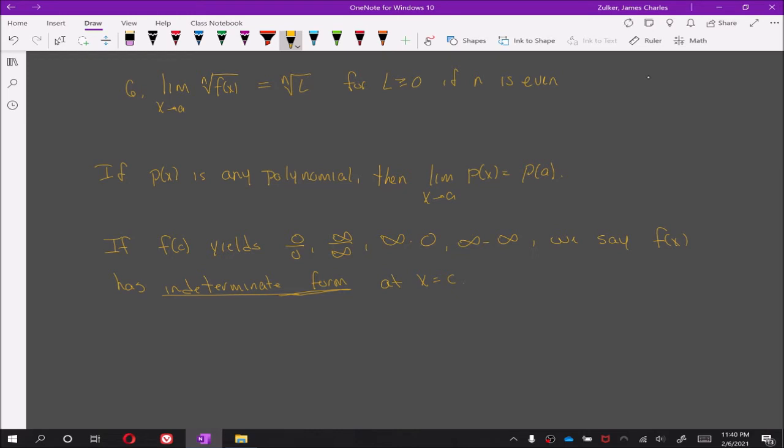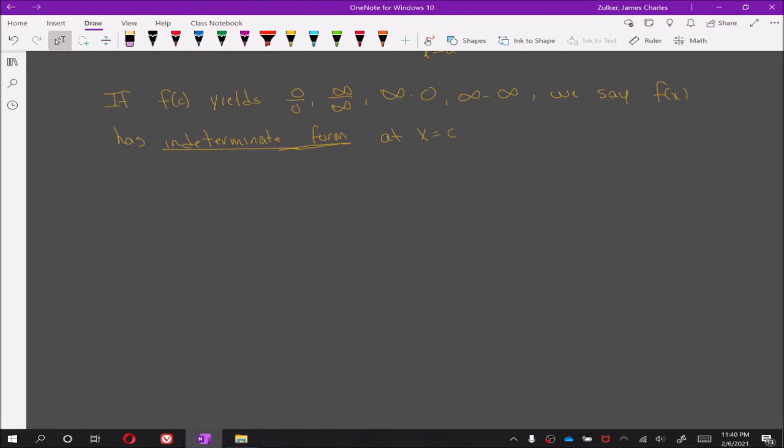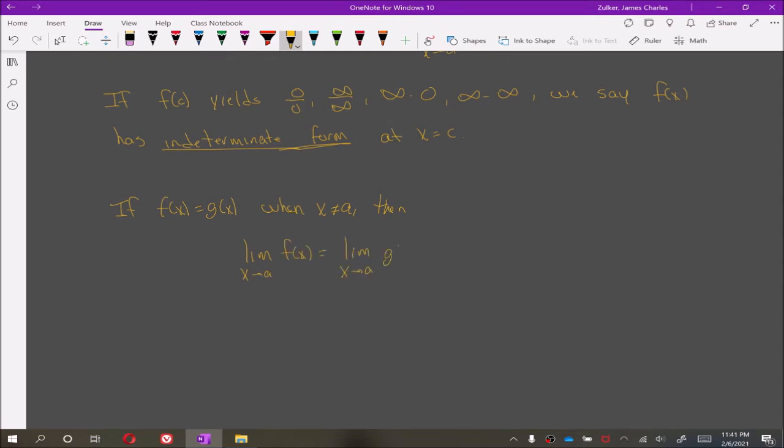So if this occurs, we need a new way of finding the limit. Well, we can use this proposition, which states that if f of x equals g of x whenever x is not equal to a, then the limit as x approaches a of f of x is equal to the limit as x approaches a of g of x.